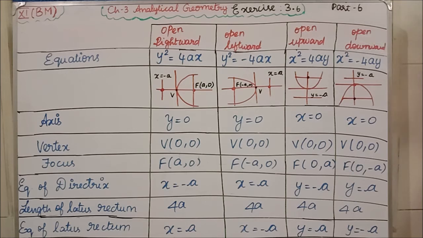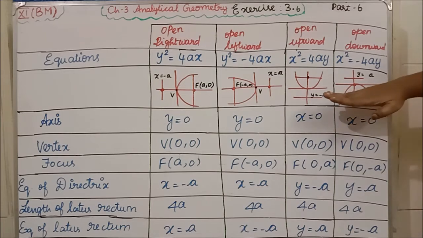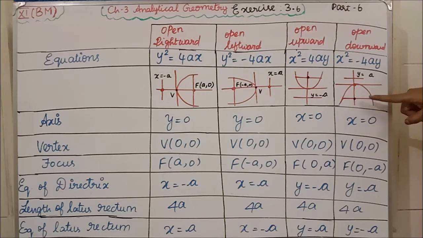Clear? The next one is open downward. The formula is x square equal to minus 4ay. Now this is the fixed line. The fixed line is y equal to positive a, so the focus will be 0 comma minus a. Length of the latus rectum is 4a. Equation of the latus rectum is y equal to minus a. Equation of the directrix is y equal to a. Clear students? Once again you go through the tabular column. It will be very easy for you to understand.